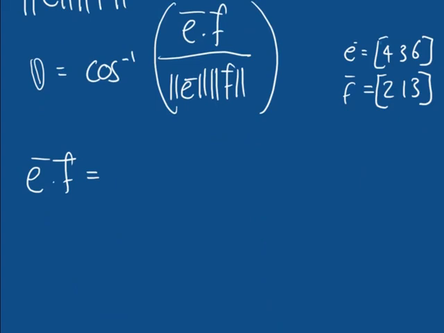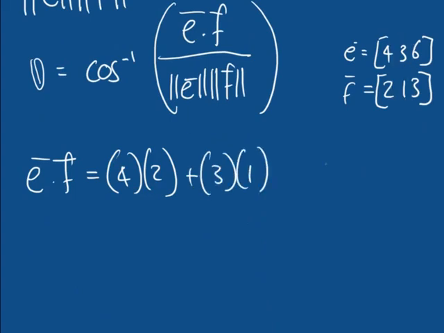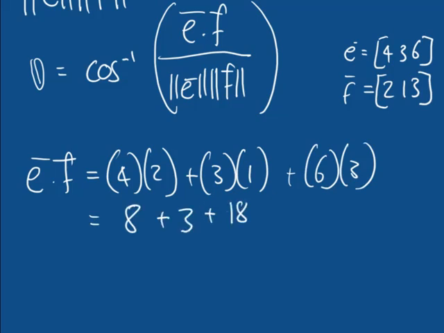So the dot product is going to be equal to x times x, so 4 times 2, plus y times y, 3 times 1, plus z times z, 6 times 3, which is equal to 8 plus 3 plus 18, which is equal to 8 plus 3 is 11, plus 18 is 29. We also need the length of both of our vectors.